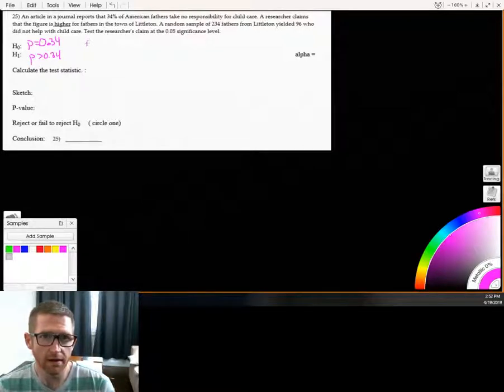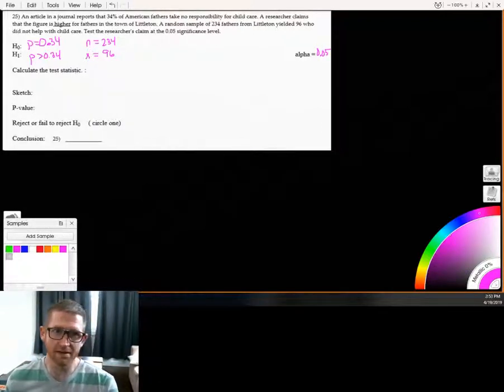We're going to look at a sample size of 234 adults, fathers from Littleton, and the rate of failing fathers, right, is 96 out of that 234. So we need to calculate that p proportion of 96 over 234. And we're going to test the claim at alpha. Alpha is 0.05.